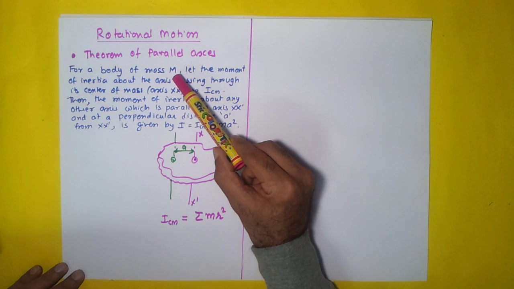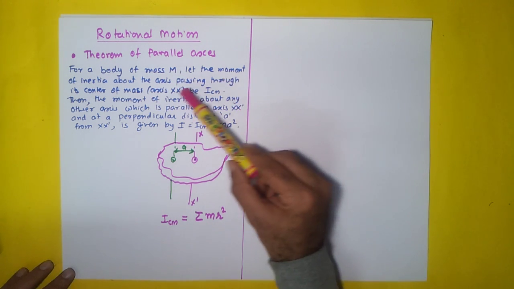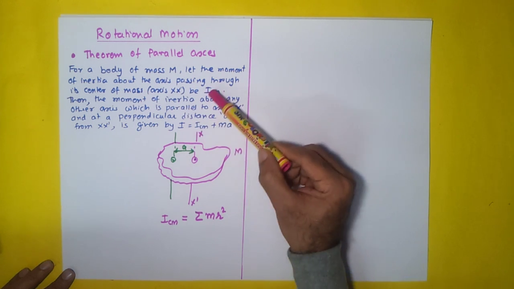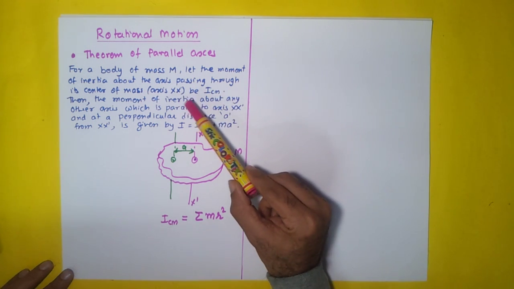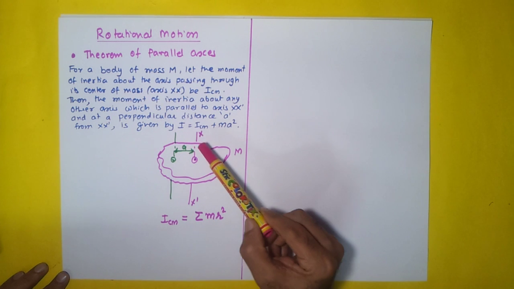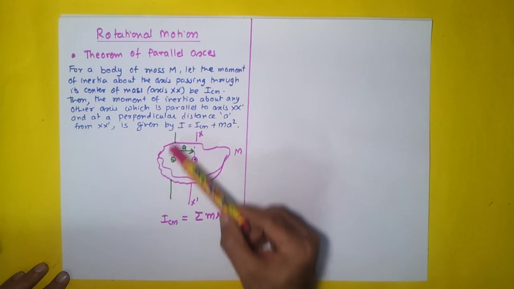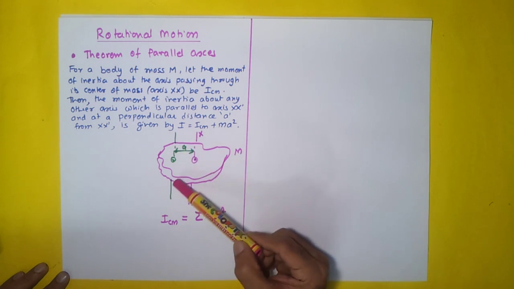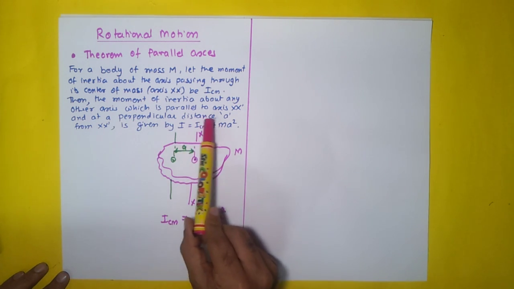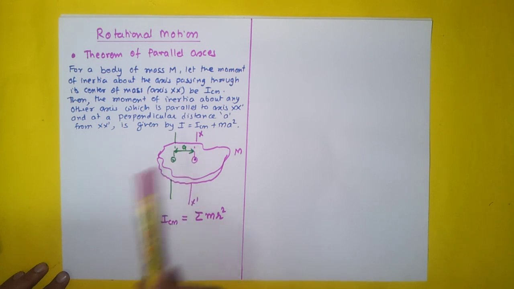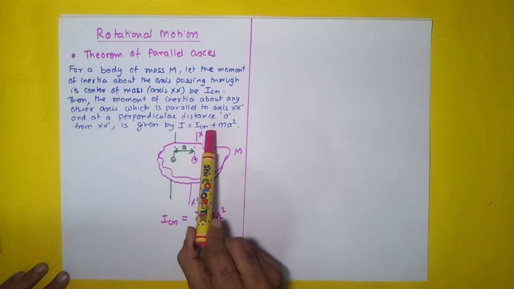What it says is that for a body of mass m, let the moment of inertia about the axis passing through the center of mass, that is x dash, be ICM. Then the moment of inertia about any other axis which is parallel to x dash and at a perpendicular distance a from x dash, the shortest distance between the two axes being a, is given by I is equal to ICM.